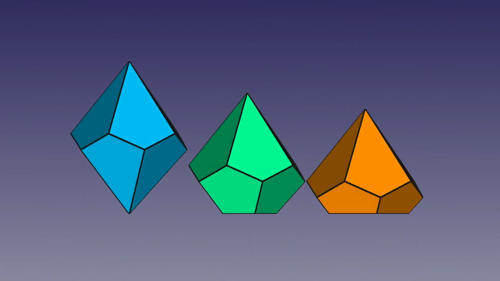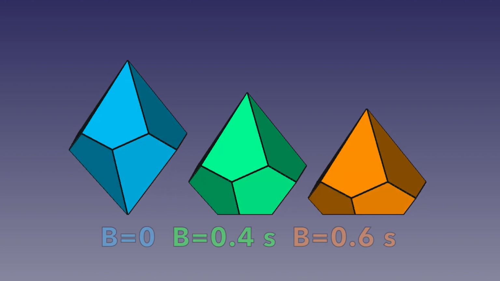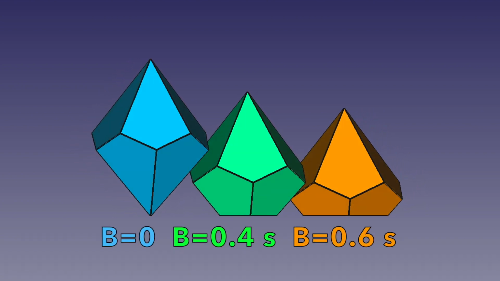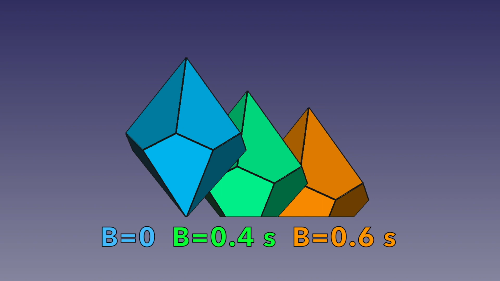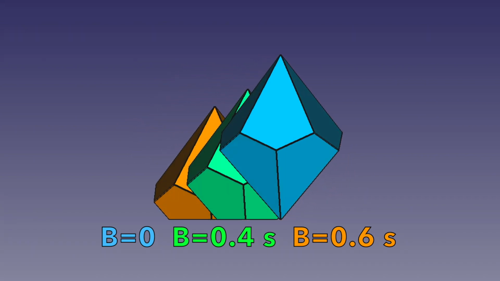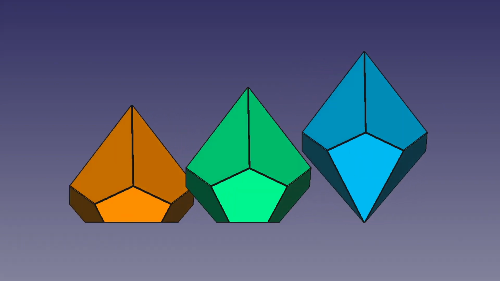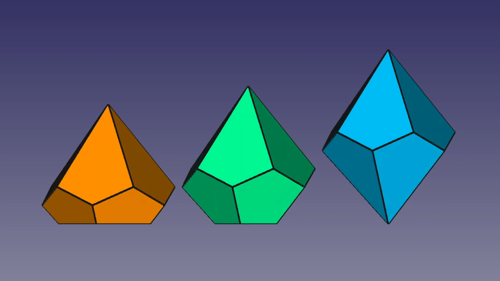This means that we can use different b values to affect the outcome of the model. Here we can see three different models, all with the same input parameters except their b values. The blue has a value of 0, the green has a value of 0.4 times s, and the orange has a value of 0.6 times s. From this example, we can deduce that the base side length input variable essentially determines how cropped the bottom of the model will be, which in turn impacts the height of the base panel.